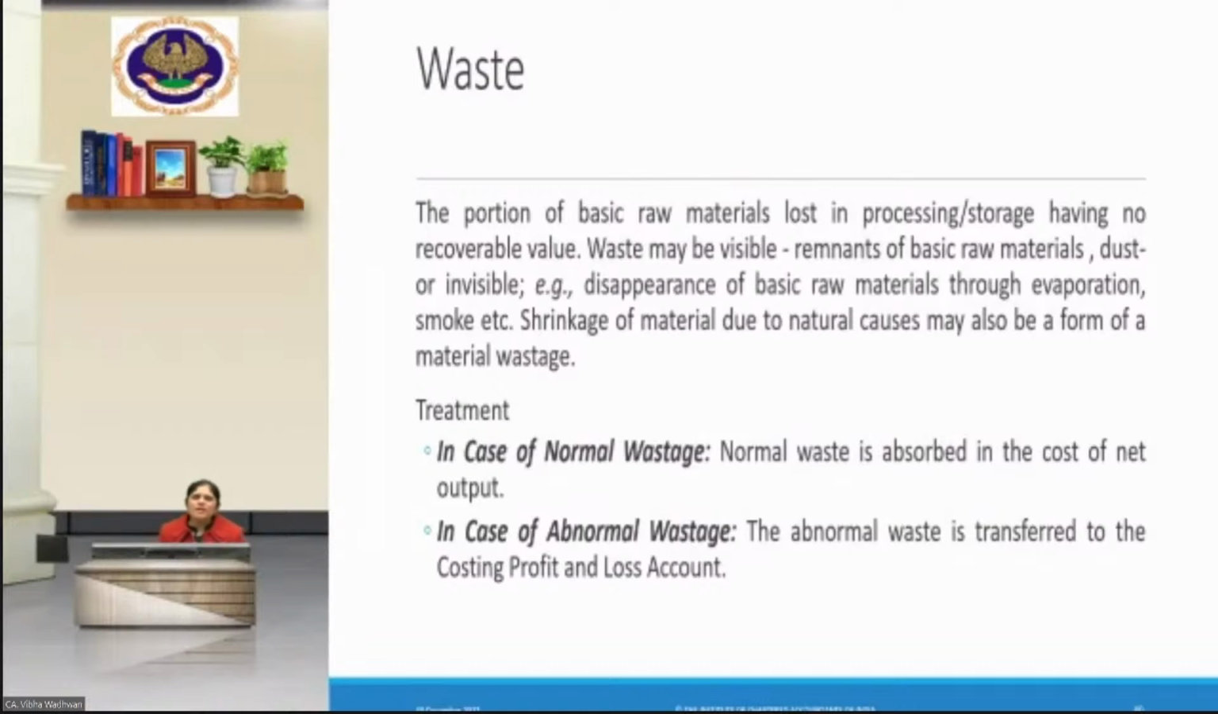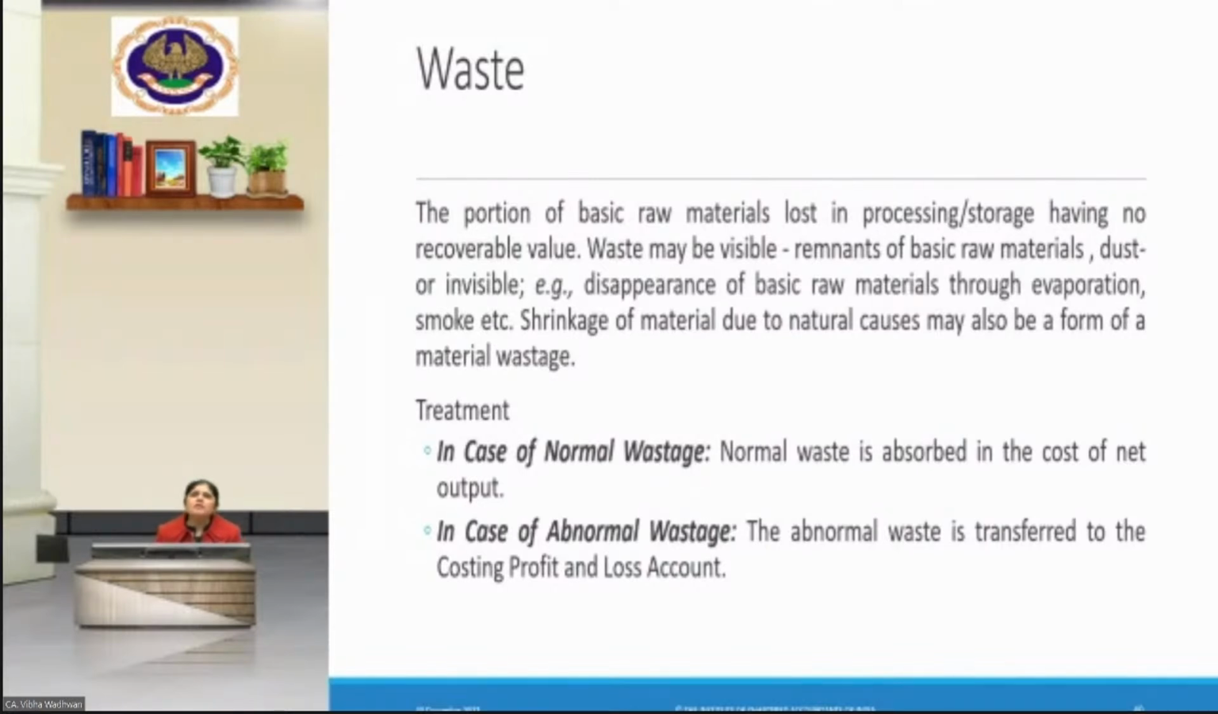So waste generally arises in the initial part of production, or while storing the raw material. Clear? So waste could be visible and invisible. Invisible means evaporation. Waste is evaporation, for raw material like chemicals or some type of raw material which evaporates, or in gas form. And some is visible, like dust, sawdust, or let us say rock salt. If we are breaking the rock salt into small pieces, that dust has to happen. You cannot control it. All right.